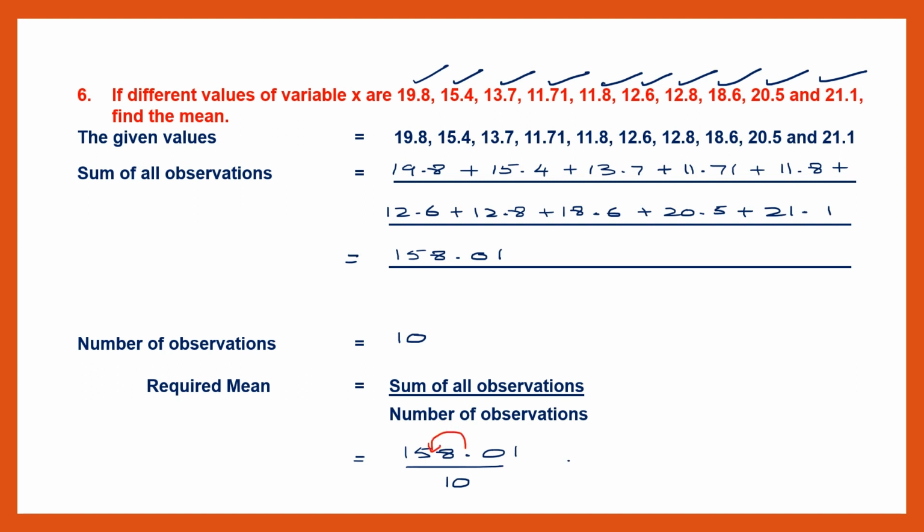So now what is our number? It is 15.801. So this is the required mean, 15.801.